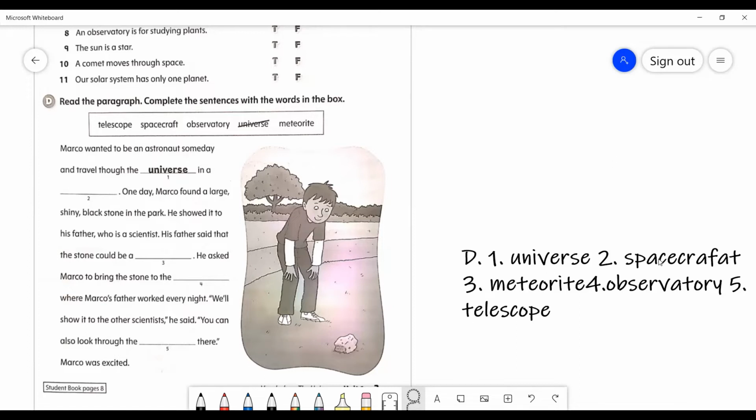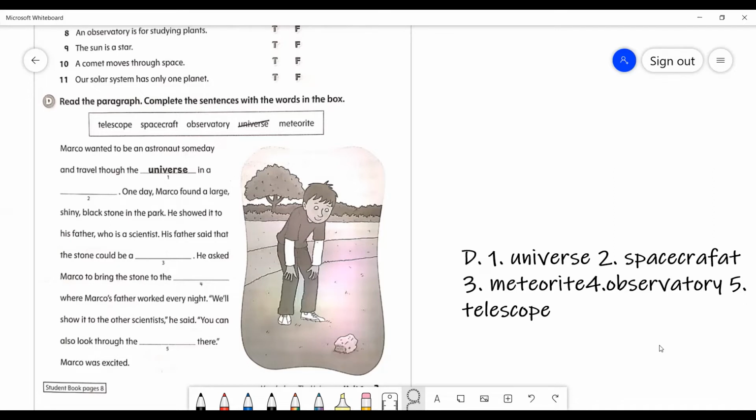He showed it to his father, who is a scientist. His father said that the stone could be a meteorite. In number 3, we will write meteorite. He asked Marco to bring the stone to the dash observatory. We will write in number 4, observatory, where Marco's father worked every night.